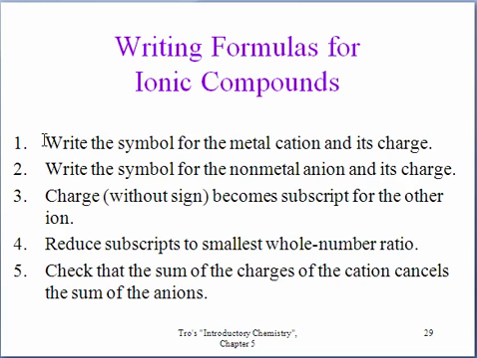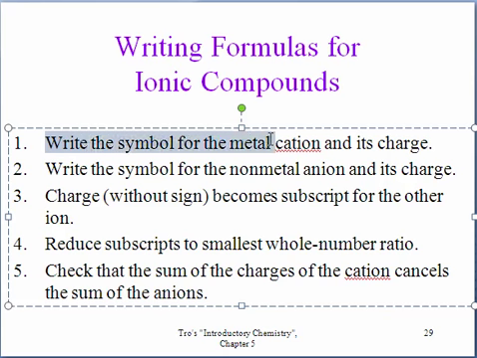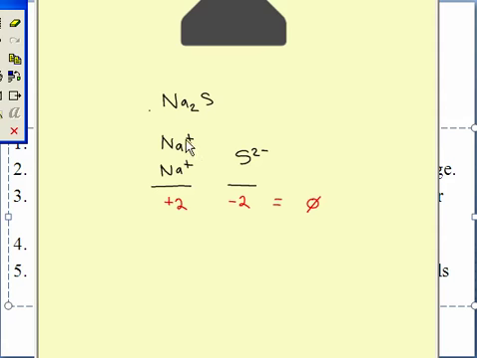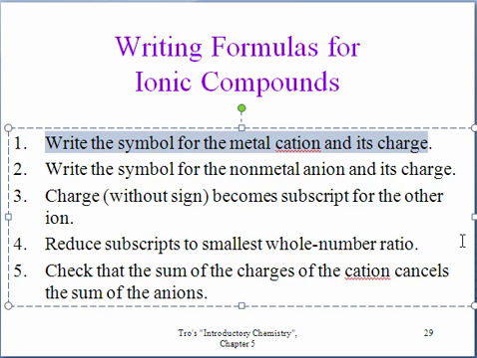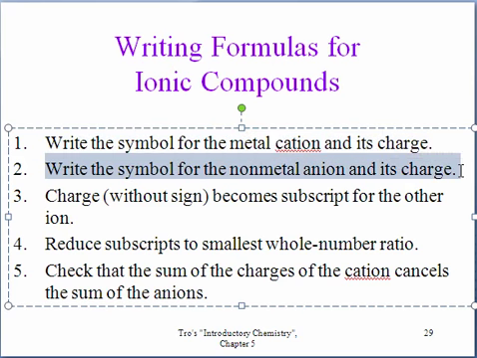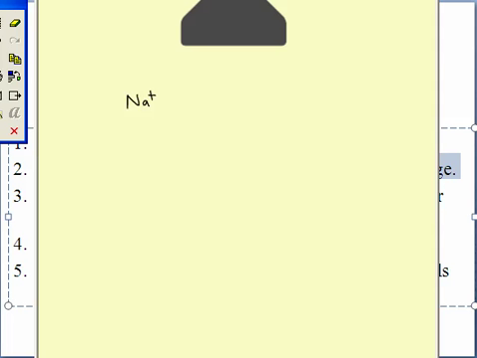First, you want to write down the symbol for the metal cation and its charge. And remember, the charge is always written up here in the upper right-hand corner. So I'm going to go ahead and follow these rules for sodium sulfide. So we write down the formula with its charge. So we just did that. Second, write out the symbol for the nonmetal anion and its charge. Okay? And we do this second because in the formula, the metal always comes first, or the positively charged always comes first.